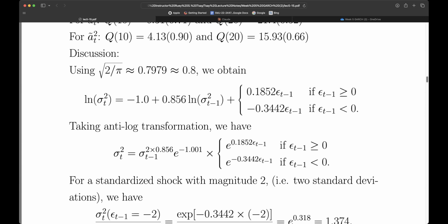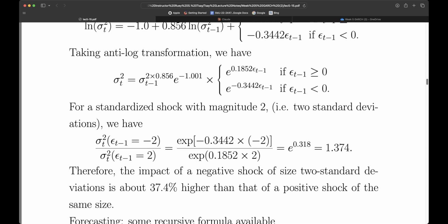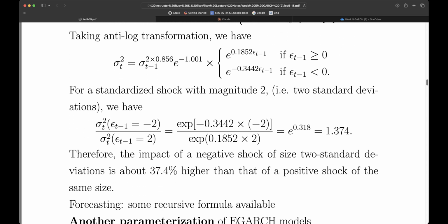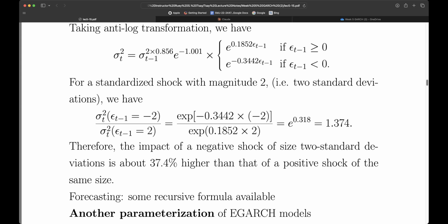Okay, this is the interesting part. Therefore, the impact of a negative shock of size two standard deviations is about 37.4% higher than that of a positive shock of the same size. So it is very reasonable. We know negative shock has more impact, right?